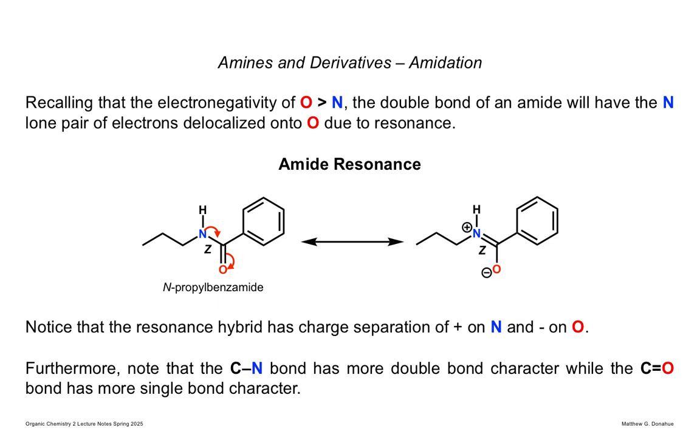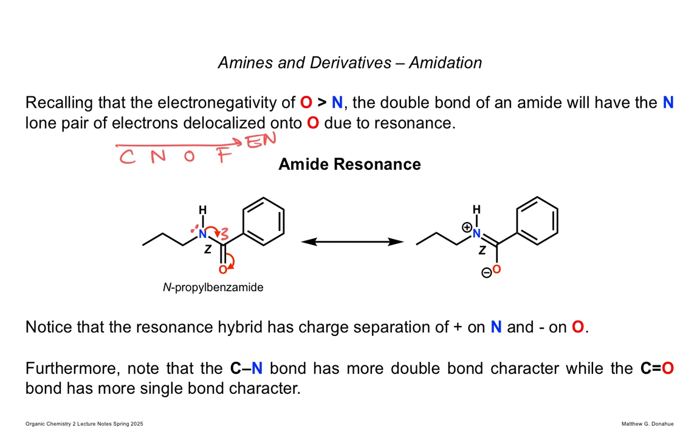So amides, of the oxidation state 3 functional groups, are the ones that exhibit the most resonance. We know from electronegativity that oxygen is more electronegative than nitrogen, so that lone pair on the nitrogen can be delocalized onto oxygen. And now you have this charge separation: O minus, N plus.